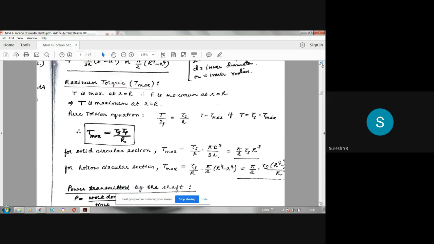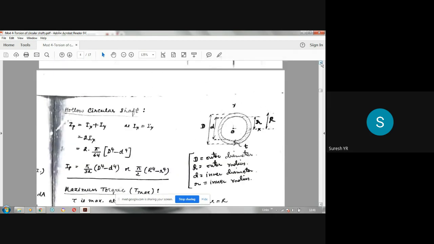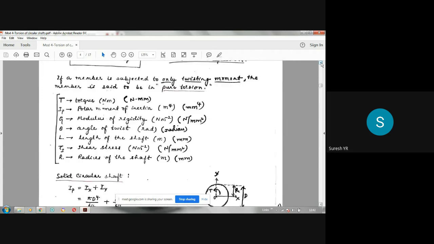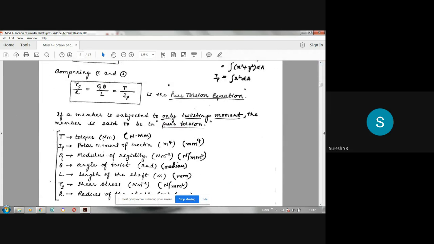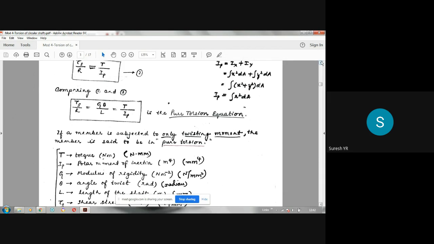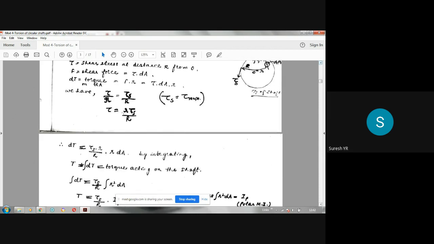Actually, in this pure torsion equation that we have derived, this equation can be used anywhere along the radial distance. We know that tau S by R is equal to tau by r also. That means this tau S by R can also be written as tau by r.